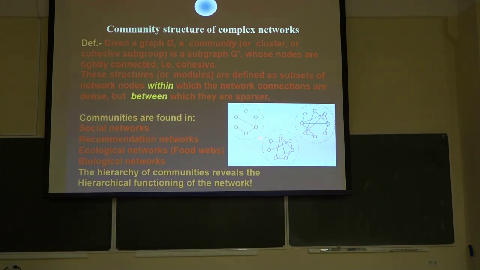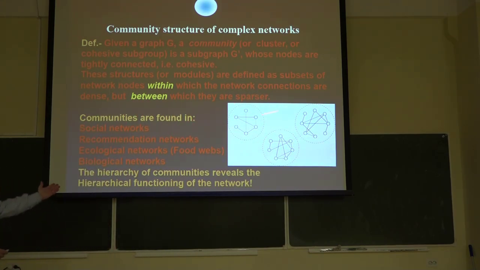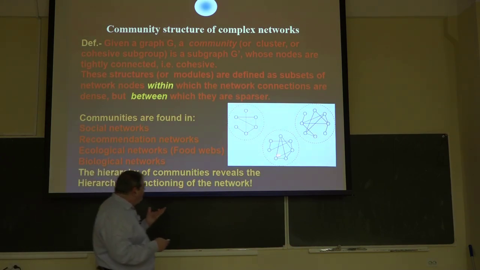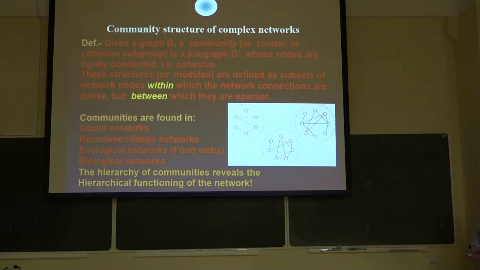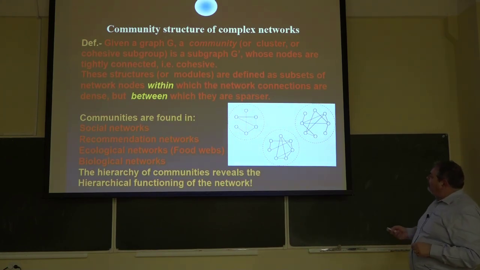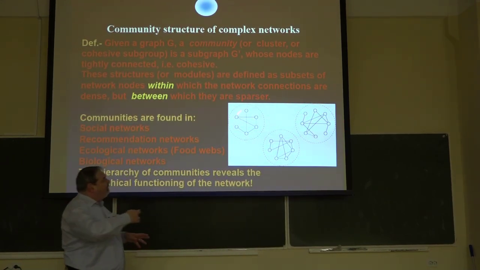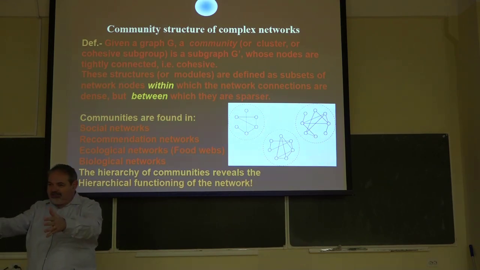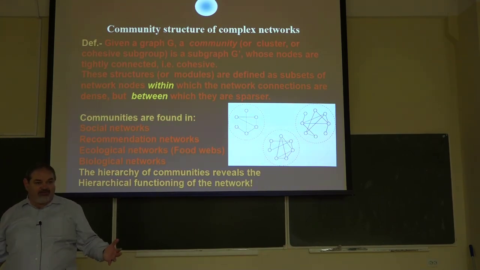And these communities are found everywhere. They are found in biological networks, in social networks, the famous club, in recommendation networks, ecological networks. And the important point is that the hierarchy of these communities reveals the hierarchical functioning of the networks. Now, the original problem of Zachary is, I give you all the network, can you partition this network and give me the structure of communities and the composition of each one of the communities?